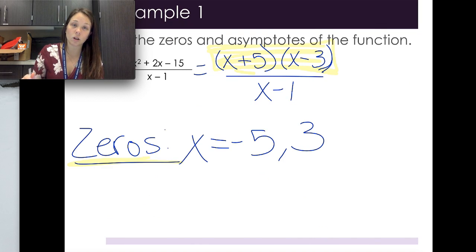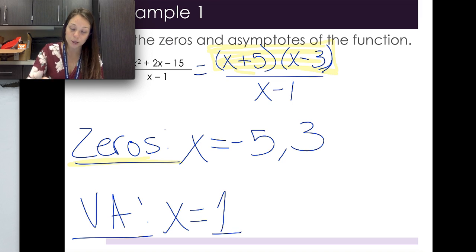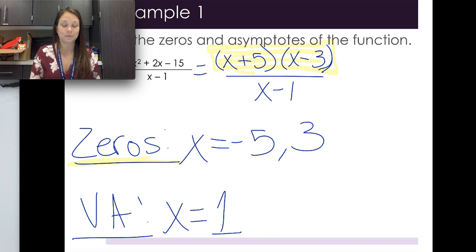The next thing we're going to take a look at are the vertical asymptotes. We've not talked about horizontal asymptotes with rational functions in this form yet, just the vertical ones. So the vertical asymptote comes from the denominator and solving that for x. So it would be at x equals 1.